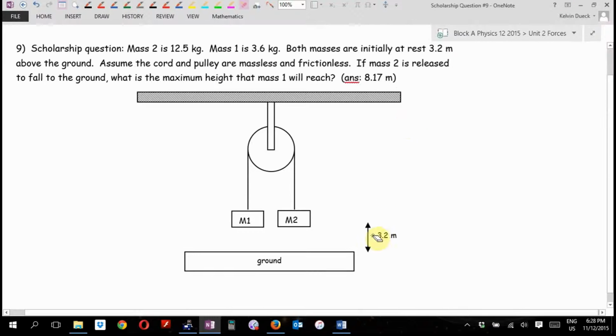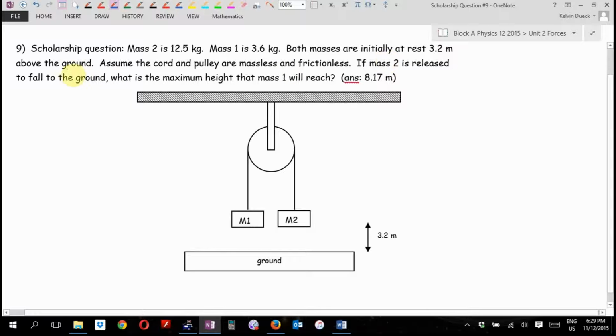So, a number of you have asked me about scholarship question number 9. I think what I'm going to do is, mass 1 is moving up, and then when it gets to a certain point, it's going to keep going up on its own momentum. First, I want to find out how fast it's moving once mass 2 hits the ground. Then I'm going to figure out how far it continues moving. And before I do that, I'm going to find the acceleration.